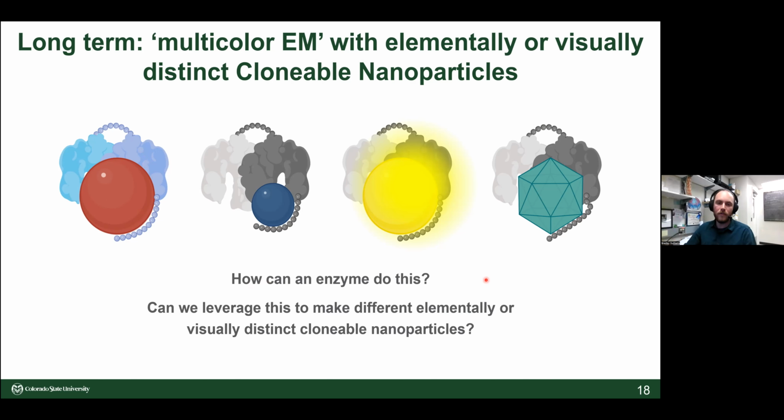But how can an enzyme do this? There are no structures of any proteins that are very closely related to this, so it's a unique enzyme. We have no structure of it. So how does an enzyme make nanoparticles? And extending this, can we leverage this to make different clonable nanoparticles that are elementally distinct or visually distinct? Of course, something that's a triangle is going to look different from something that's a sphere in the electron microscope. So this is the motivation. We want to understand how this enzyme is making selenium nanoparticles.